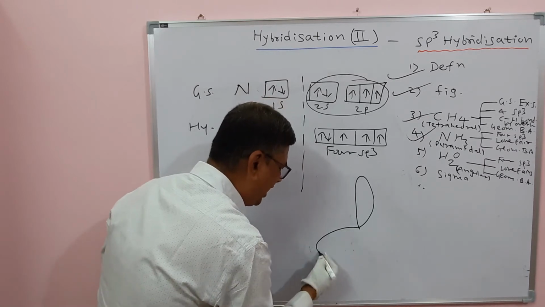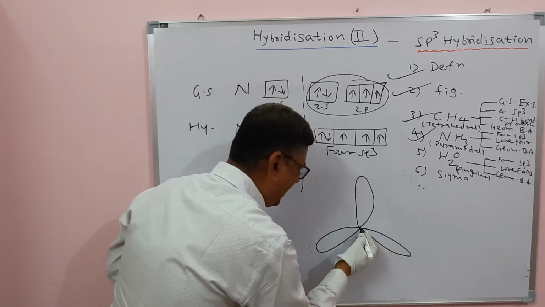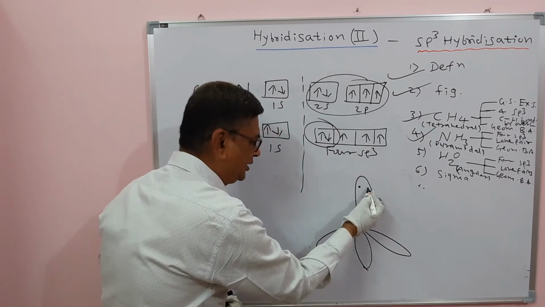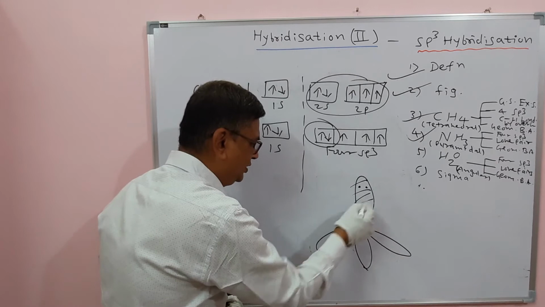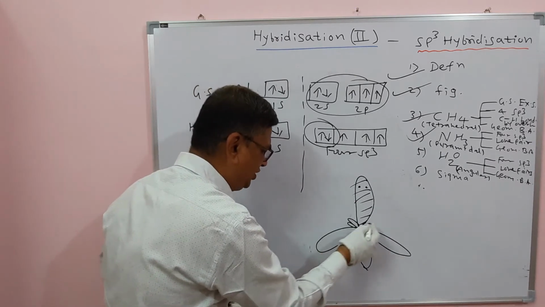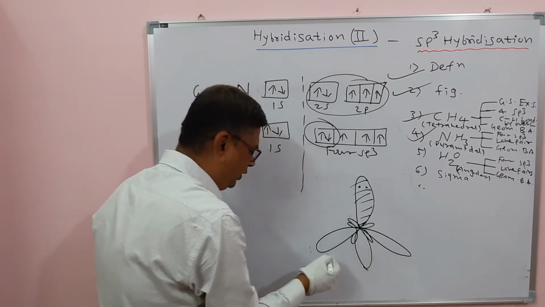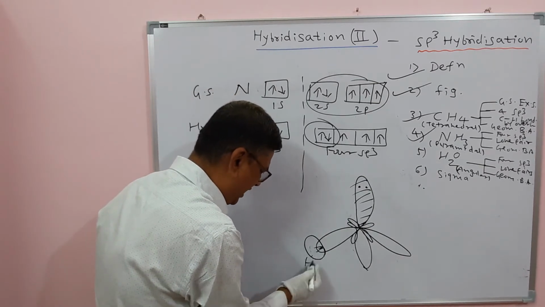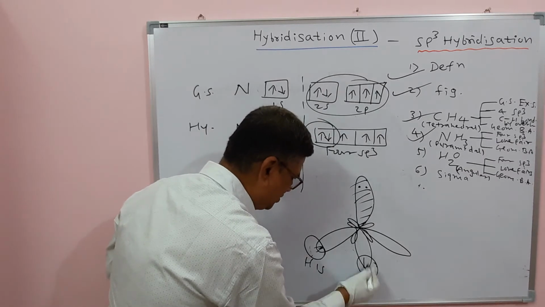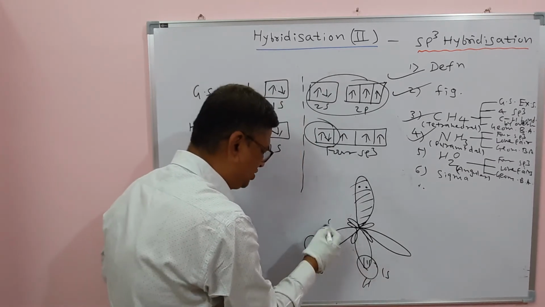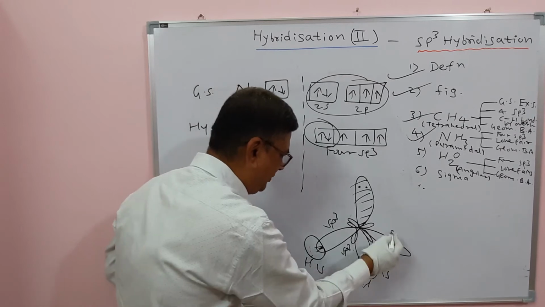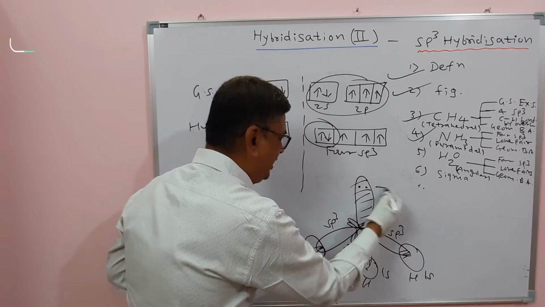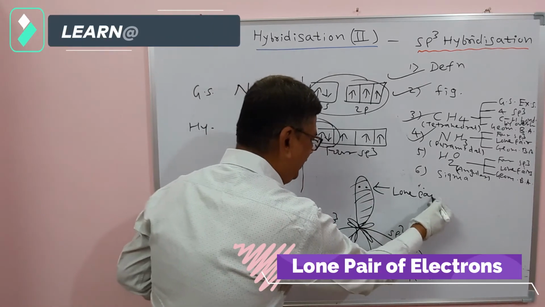Ammonia forms something like this. Of the 4 sp3 hybrid orbitals, 1 has a lone pair of electrons. This is the lone pair that I am showing here. This lone pair occupies more volume in space, and that is how 3 NH bonds are formed. This is hydrogen's 1s, this is hydrogen's 1s, and each overlaps with an sp3 hybrid orbital of nitrogen, and such 3 NH bonds are formed, and that is the lone pair of electrons there.